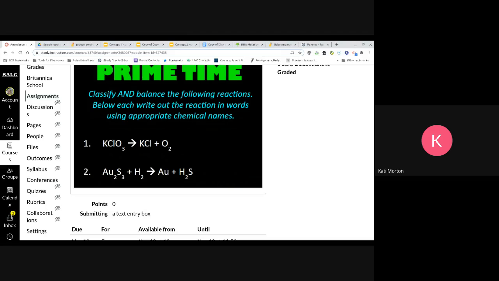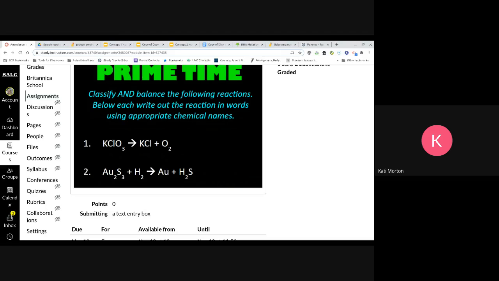So to save time typing, you could write this with just the coefficients. After decomposition, you could write 2, comma, 2, comma, 3, instead of retyping all of this and worrying about the different subscripts and stuff. So that would be the answer to number 1 in the text box.